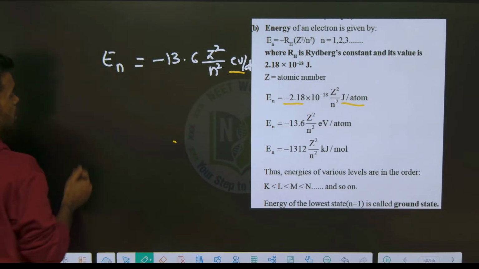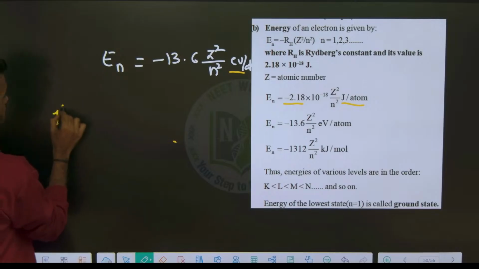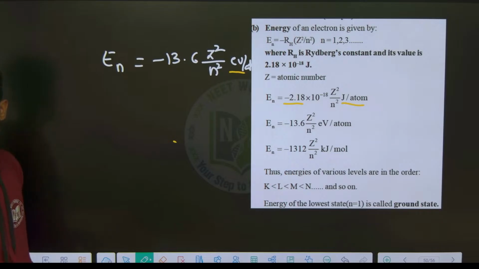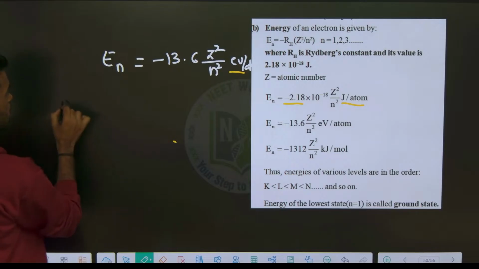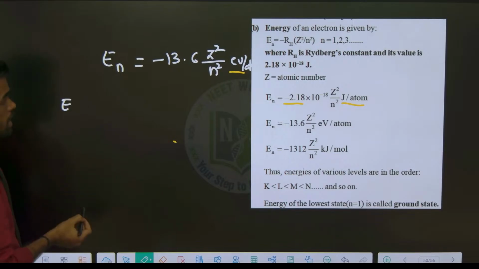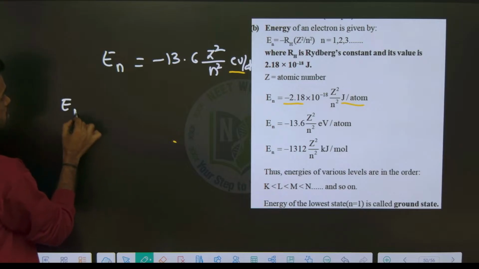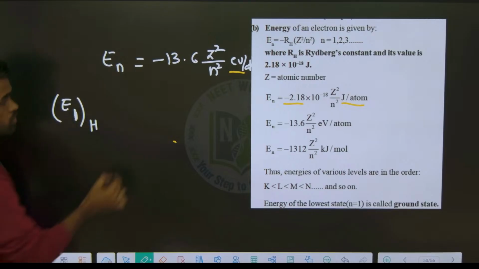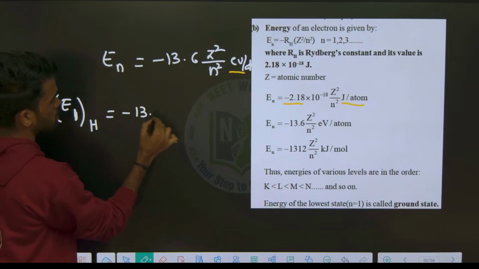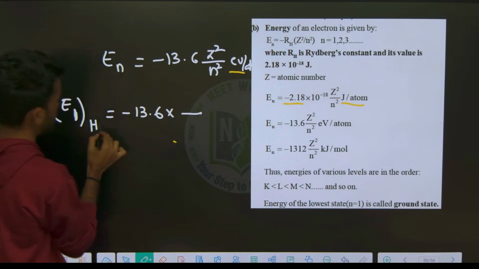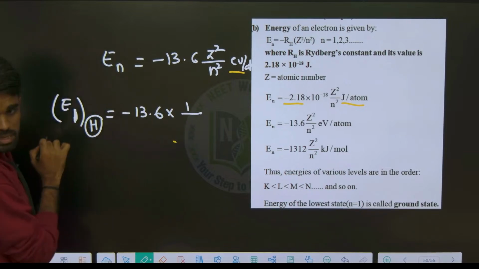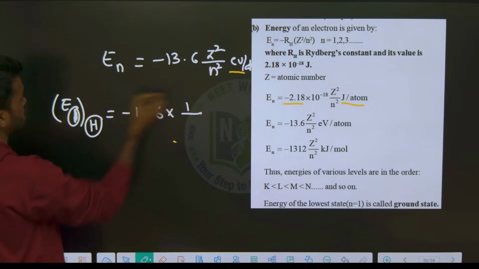Now what I am asking is, what is the energy of an electron revolving in the first Bohr orbit of hydrogen? Tell me. It equals minus 13.6 into Z square. For the hydrogen atom the atomic number is 1, and the principal quantum number n value is 1.